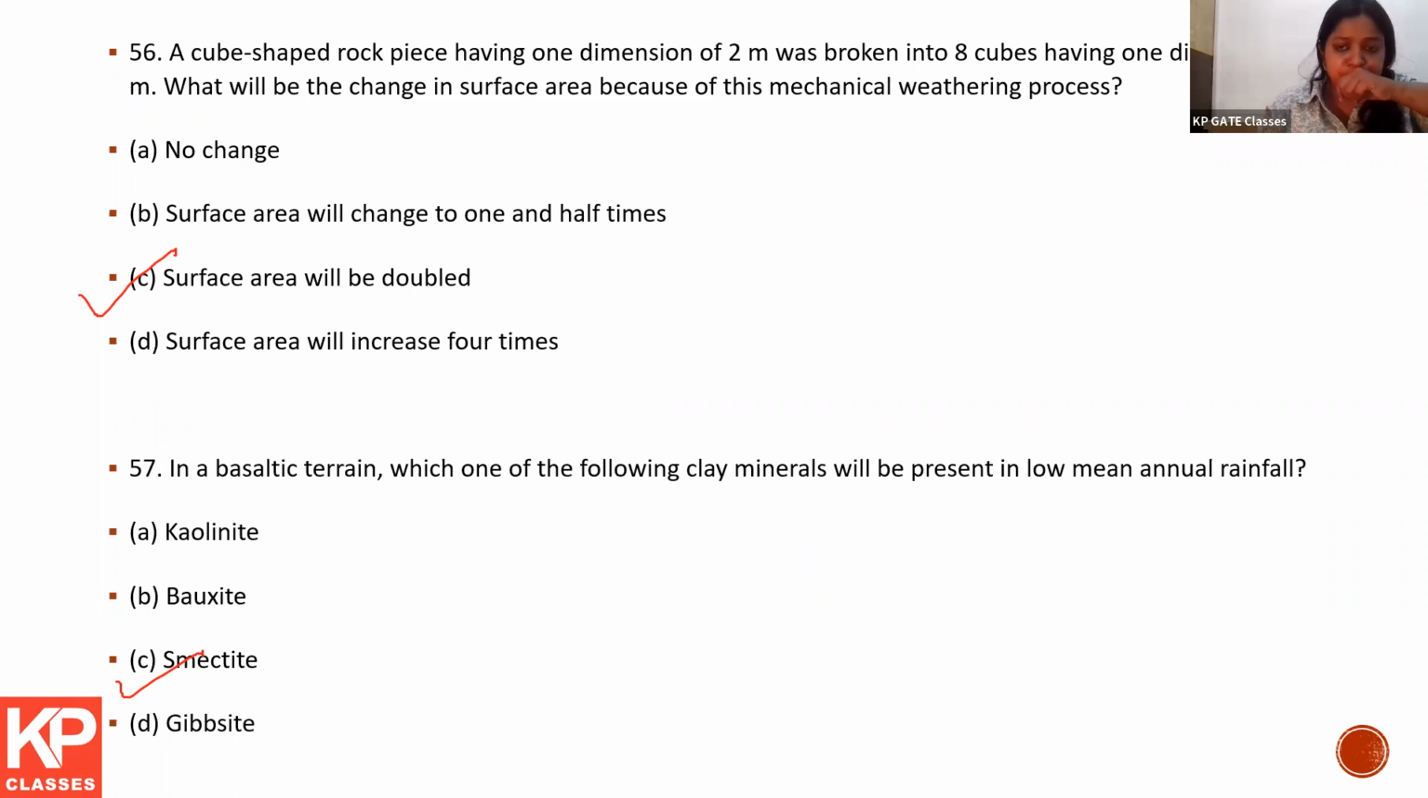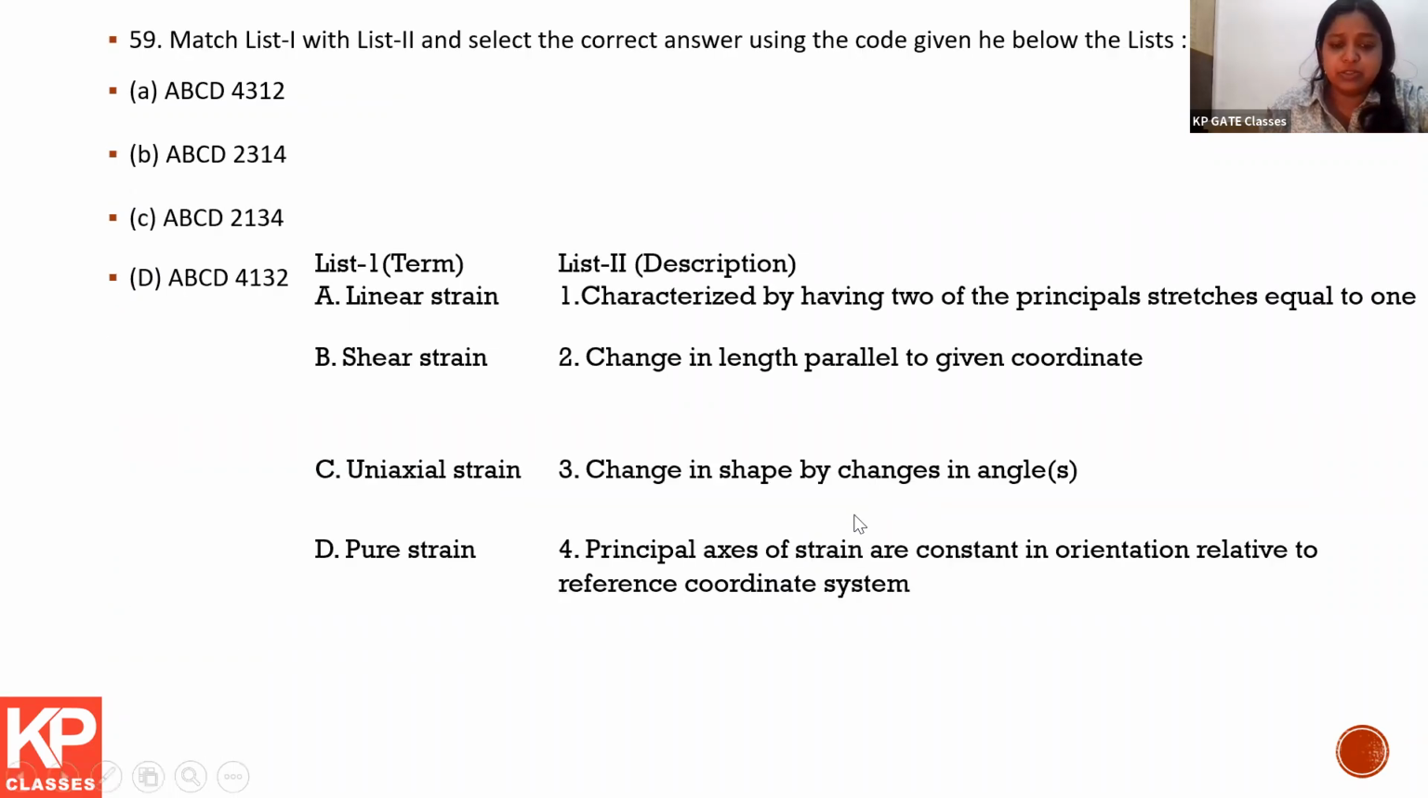Let's go to the next question. Match the following. They have given the linear strain, shear strain, uniaxial strain, and pure strain definitions. Match them out. So option A, linear strain is the change in length parallel to the given coordinates.